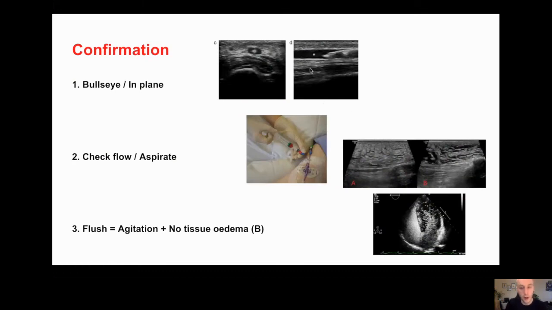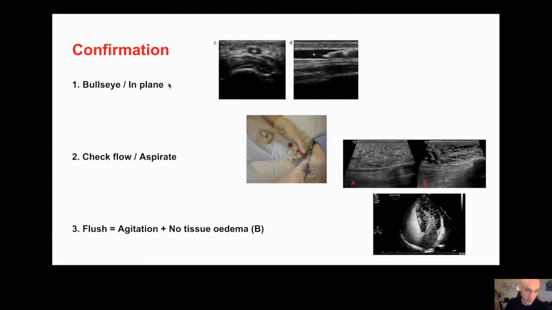So how do we confirm that it's in? So once your needle's out, you can actually look at the plastic cannula and see that it is inside the vein. Here's our out of plane technique, and it's this bullseye. That is actually the plastic cannula, it's not the needle. Same here, if you look at it in plane, you can actually see the cannula coming in from the skin, and it's actually within the vein.